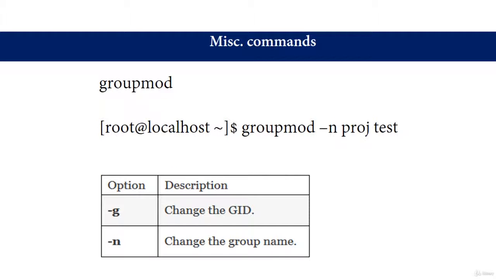Next one is groupmod. The groupmod command is used by the root user to modify a group account. Suppose you have a group called project and you want to change the name of that group to test. You can do groupmod -n test project, and these are the two options you can use. Lowercase g will change the GID, and lowercase n will change the group name, and that's what I'm doing here in this example.